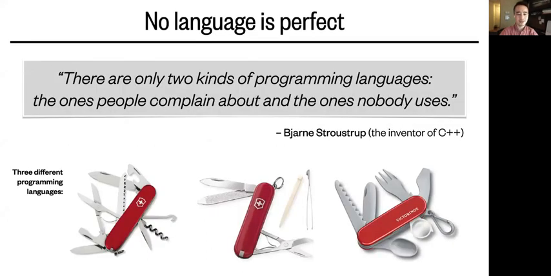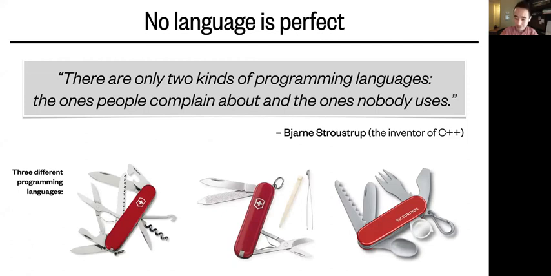Okay, so no language is perfect. A great quote on this is from Bjarne Stroustrup, the inventor of C++, which, if you remember the previous segment, is a compiled language. And he said there are only two kinds of programming languages, the ones people complain about and the ones nobody uses. Let that one sink in.